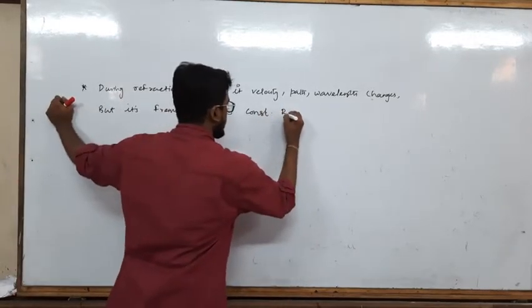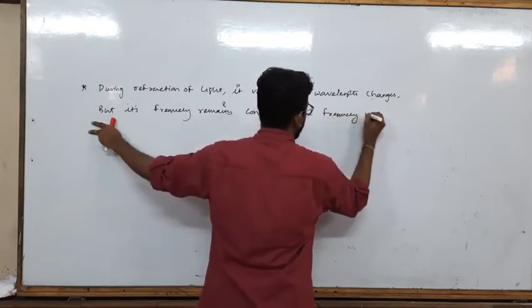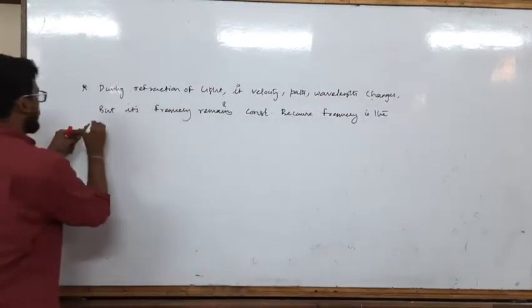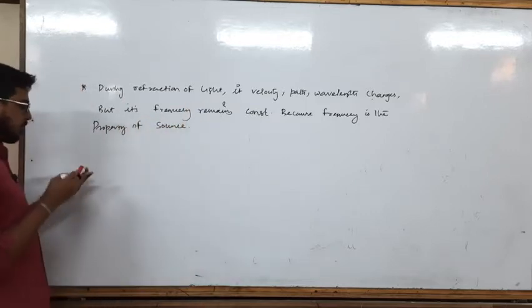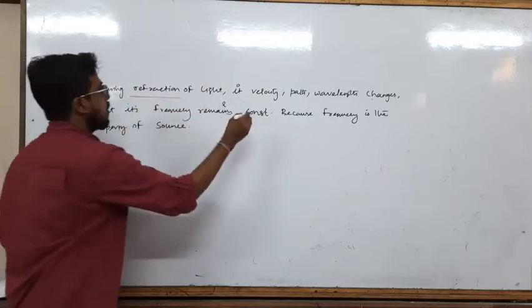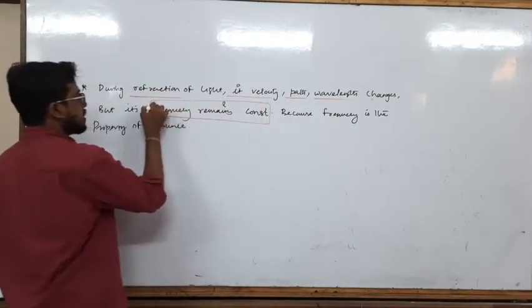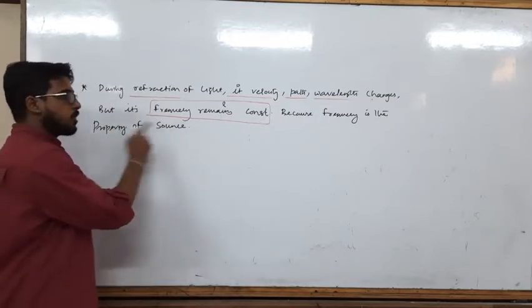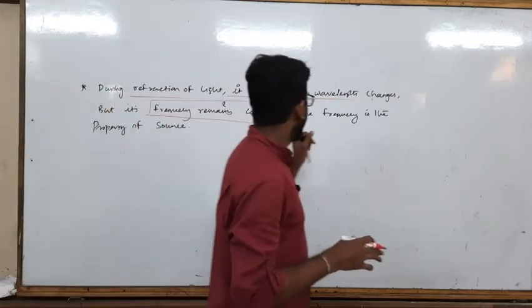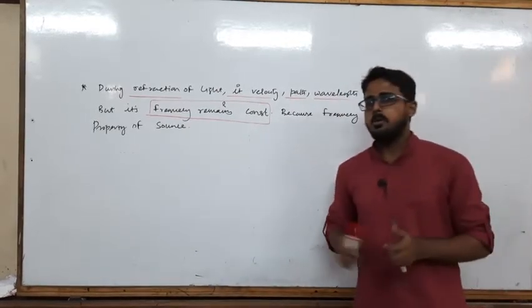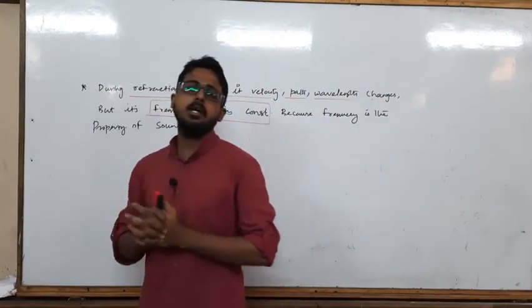Okay, because frequency is the property of the source, not the medium. Okay, you have to remember this point. During refraction of light, velocity changes, path changes, wavelength changes, but frequency remains constant. Frequency does not change because frequency is the property of the source which produces the light, not the medium. Clear? So during refraction, the medium changes, that's why wavelength, path and velocity change, but frequency never changes because frequency is the property of the source. So until the source remains constant, the frequency of the light remains constant.